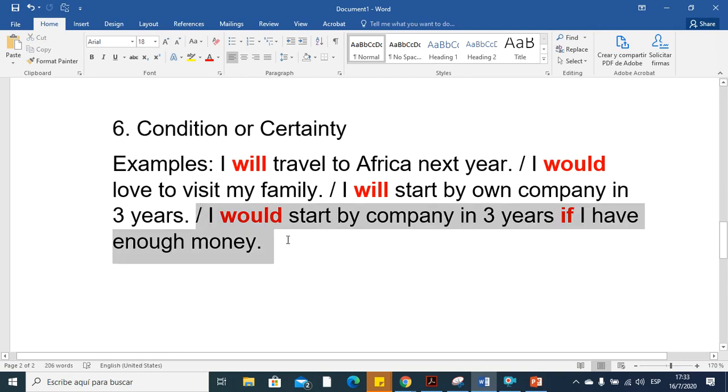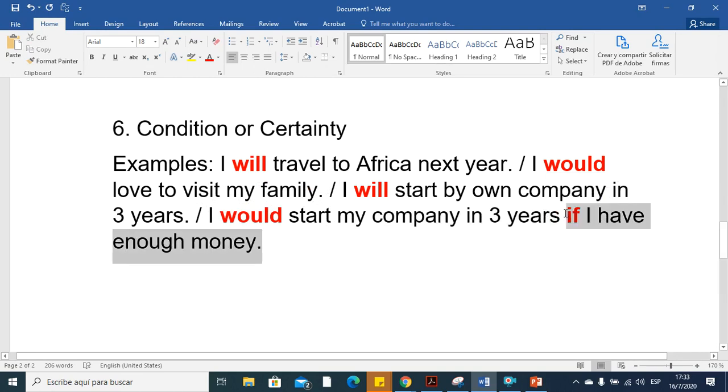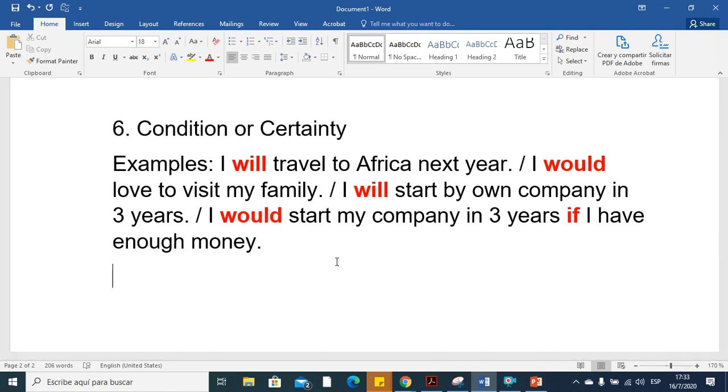So that's what happens when you use phrases like this. I would start my company in 3 years if I have enough money. The condition would be this one: if you have enough money, you would start your own company. Si una condición se cumple, la otra también. O mejor dicho, si una condición se cumple, el resultado final se cumple. That's sort of how it works.